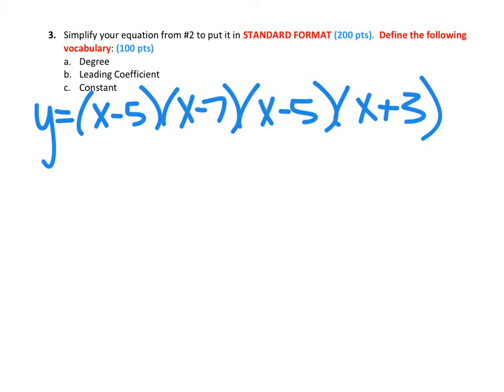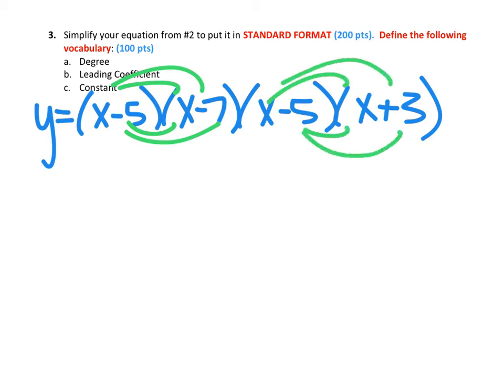The first 200 points is putting this in standard format. You're going to notice I have this back in the longer version where I don't have my x minus 5s combined as a squared. Because I do have to put this in standard format, it does take a little bit of work. I am not going to do all of the math here, but basically you're going to do a handful of multiplication. I personally would first maybe do these 2 binomials and then do these 2 binomials. When you do that, you're going to get one trinomial times another trinomial.